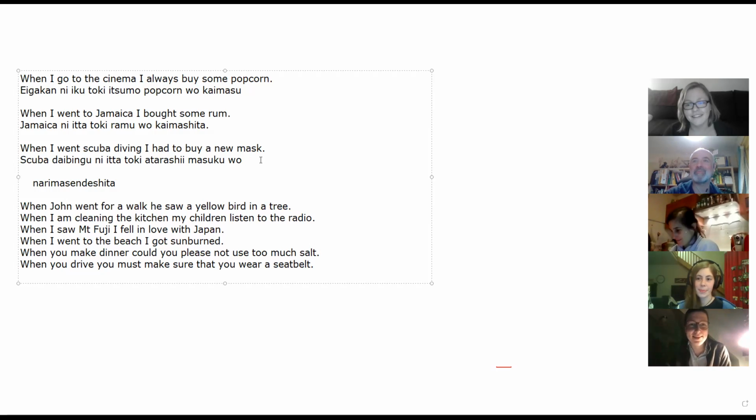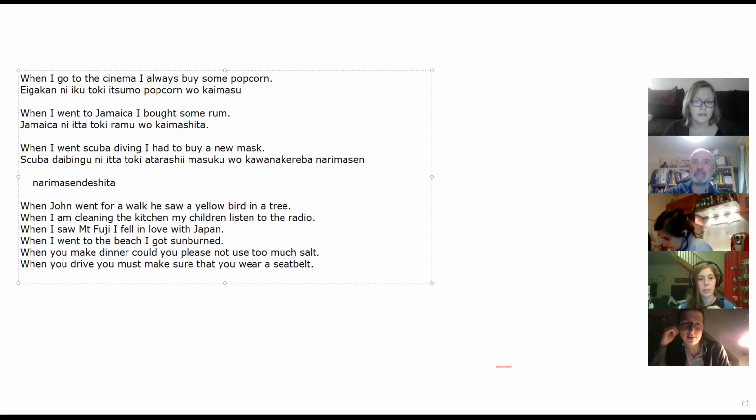So we have to do the negative form of kau, and then the obligative. The one where we have to do the negative and then narimasen deshita. So kau would be kawanakereba narimasen deshita. Kawanakereba narimasen deshita. Very good. Okay, cool. Good.